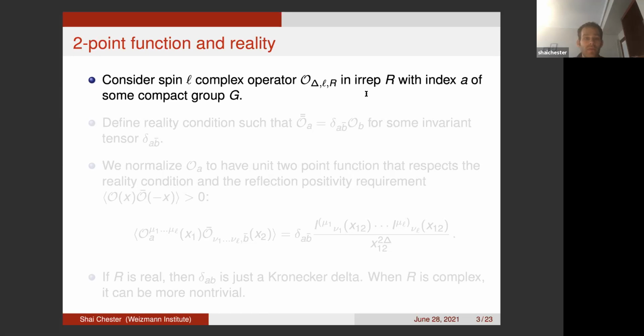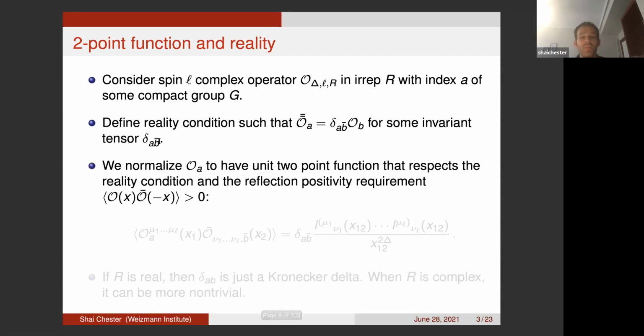So the first thing we want to do is define a reality condition, because now our operators can be complex. As usual, you want a reality condition such that if you conjugate twice, you go back to the original operator up to some invariant tensor, delta AB. So we normalize the operator O to have a unit 2-point function that respects the reality condition as well as the reflection positivity requirement, such that the 2-point function is positive.